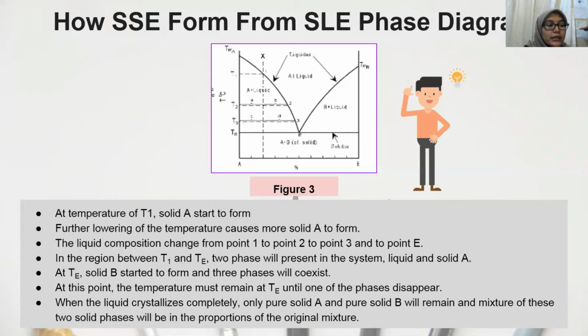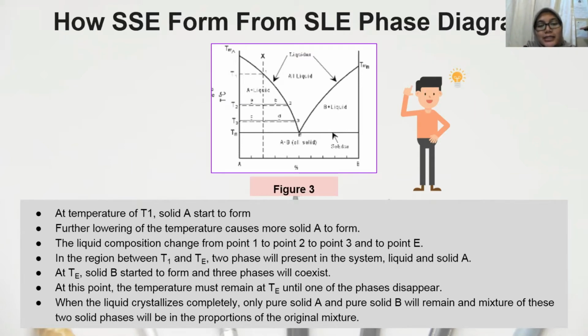The eutectic point is a point on a phase diagram where the maximum number of allowable phases are in equilibrium. When this point is reached, the temperature must remain constant until one of the phases disappears. A eutectic is an invariant point. In the region between temperature 1 and the eutectic temperature, two phases are present in the system, which are the liquid and solid A. At the eutectic temperature, solid B will start to form and three phases will coexist. The phases are the liquid phase, the crystal A phase, and the crystal B phase.